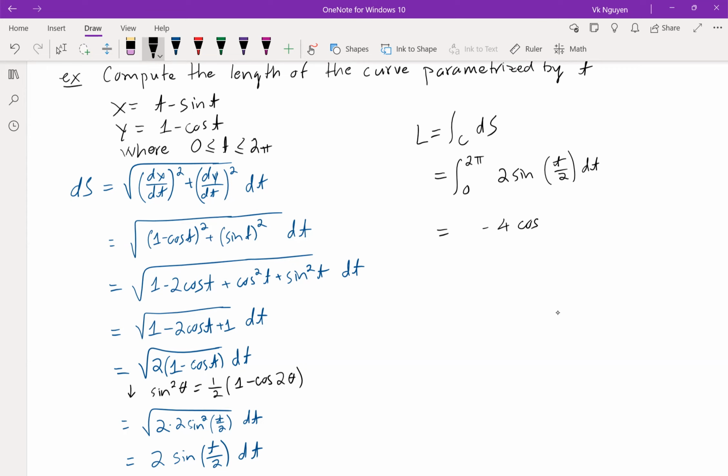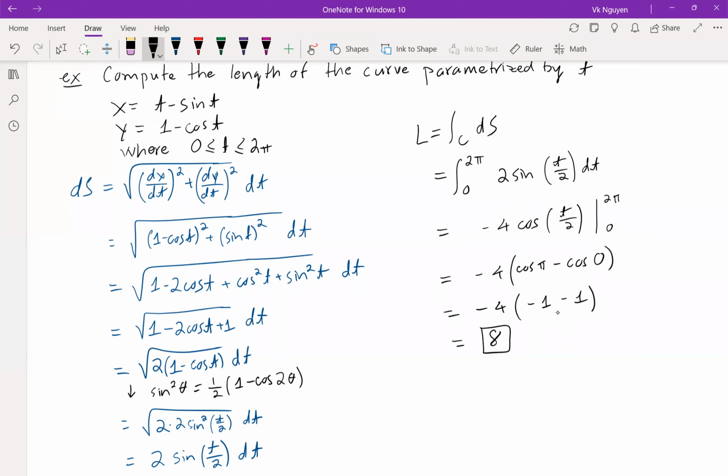-4 cosine t over 2, evaluated from 0 to 2 pi. So -4 times cosine of pi minus cosine of 0. Cosine of pi is -1, cosine of 0 is 1. Well, that is -4 times -2, which is 8.